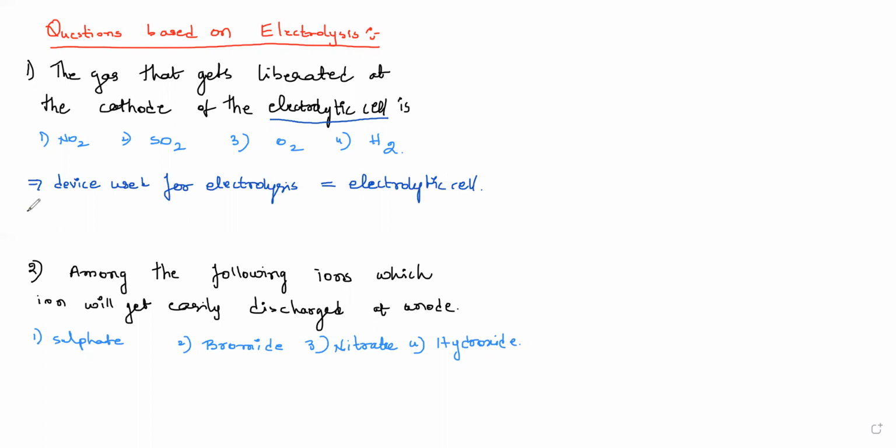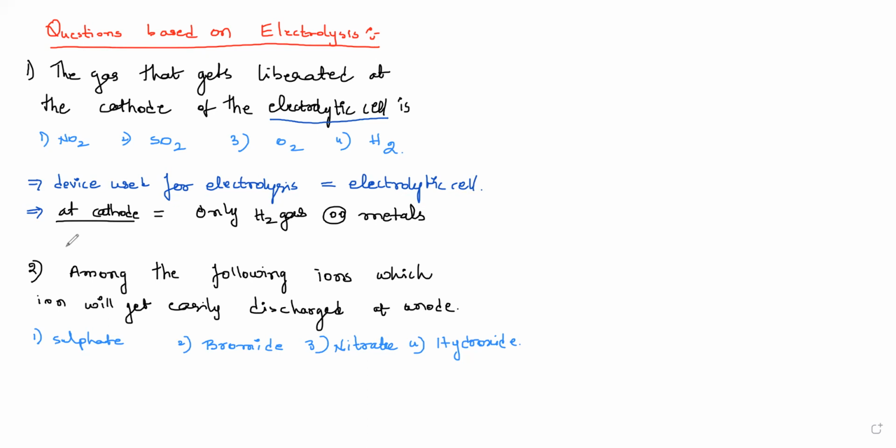That's why we have to know one piece of information: at the cathode and at the anode, what is liberated? In general, for any electrolysis, at the cathode only hydrogen gas is liberated, or metals will be deposited. Observe the point very clearly: at the cathode, hydrogen gas is liberated, or metals are deposited at the cathode only.